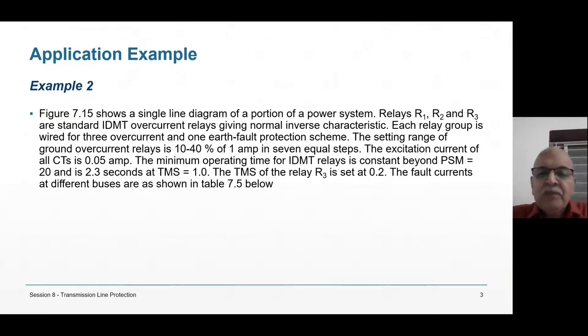At TMS 1, time of operation is 2.3 seconds. TMS of relay R3 is given, obviously. One relay I have to give, because earth is to be coordinated with the fuse, and so I am giving. The fault currents at different buses are also tabulated in the table.